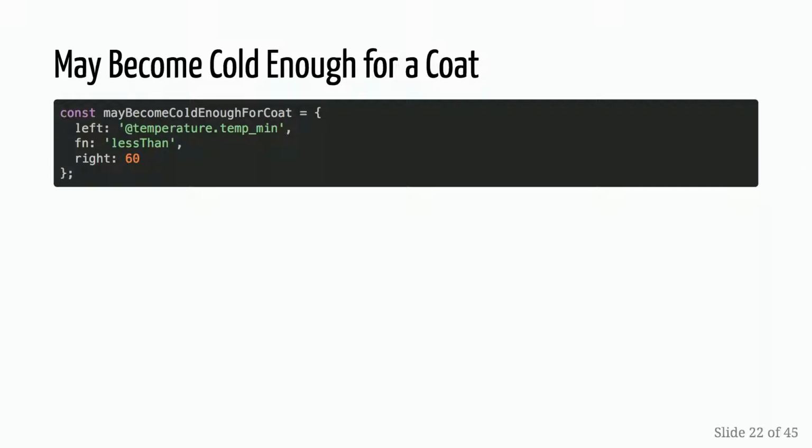Physics joke. So this is just another atom. We have the "is cold enough for a coat" atom, and we have the "may become cold enough for a coat" atom. So this documents that logic too: temperature.temp min less than 60.